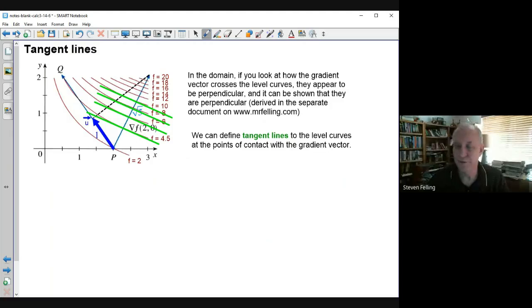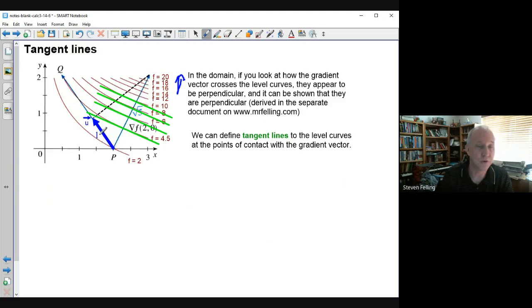If you look at what's going on in the xy plane, the gradient vector is moving towards the most rapid way you can increase in these function values. And if at the point of contact of any of these level curves, you drew the line that was tangent to the curve at that point, these green lines, these are called tangent lines. And again, in that separate document, I derive and prove why those have to be perpendicular to the gradient. It turns out that they look perpendicular to the gradient because they are.